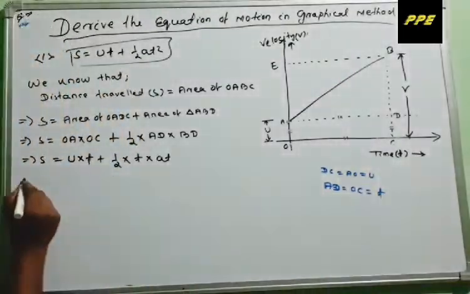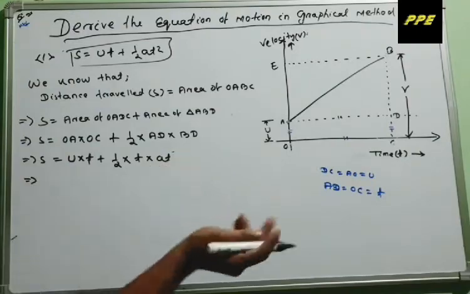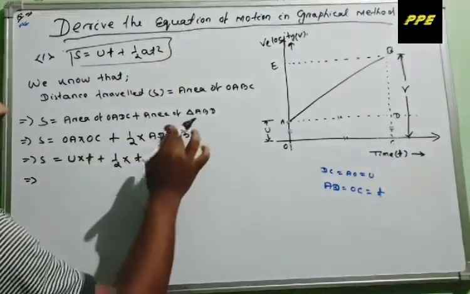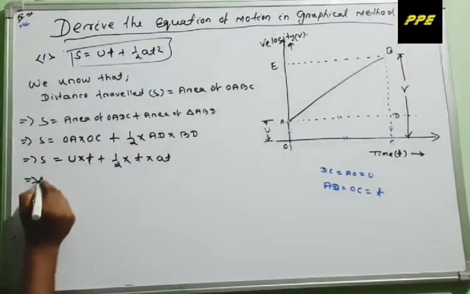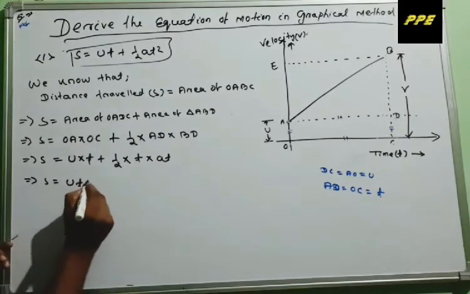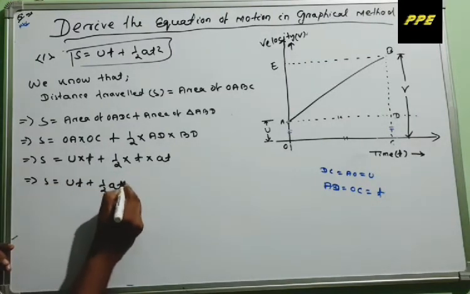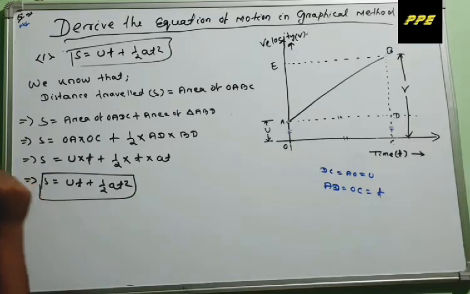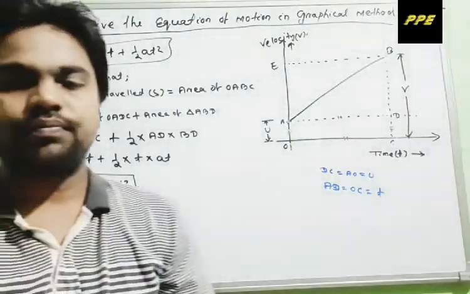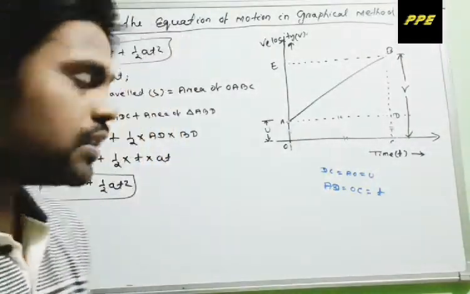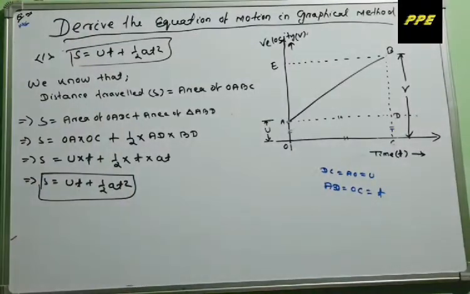So BD we already found in the first equation. BD is equal to AT. Now S is equal to UT plus half AT square. Clear or not? Okay, so this is the second equation, derivation of the second equation.